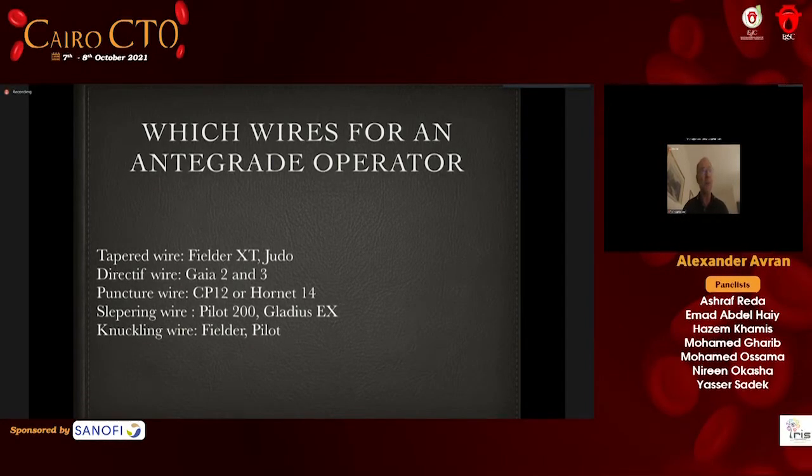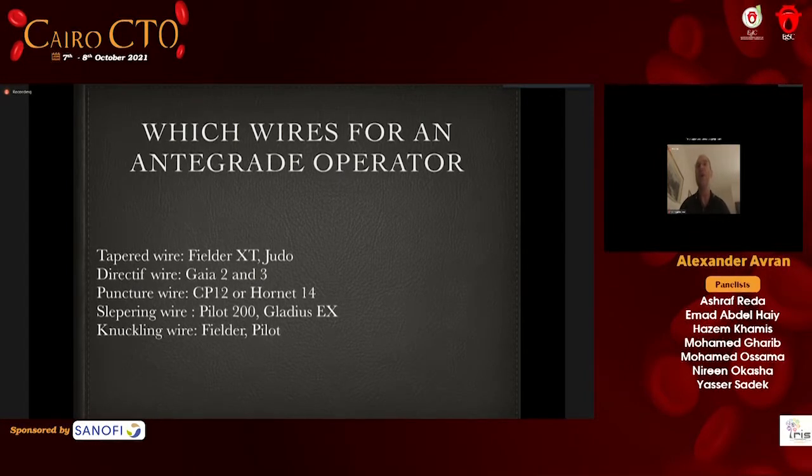You need some stiffer wire, because when you are in front of some hard proximal cap, you need a stiff wire to puncture the cap, so CP12 or Hornet 14. You need also some slip ring wire to manage some curves, to manage some calcification. So in that point, the Pilot 200 and the Gladius MX are very, very interesting.